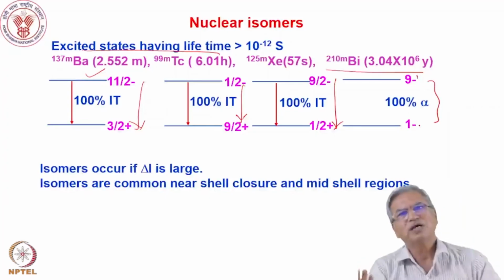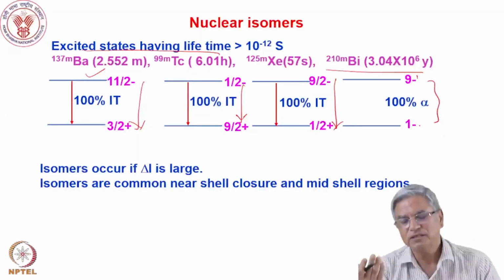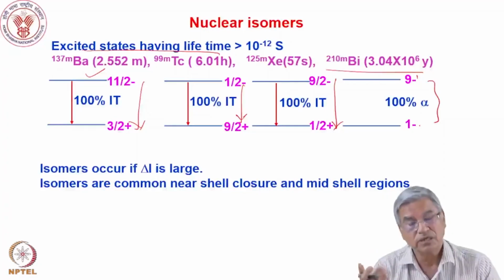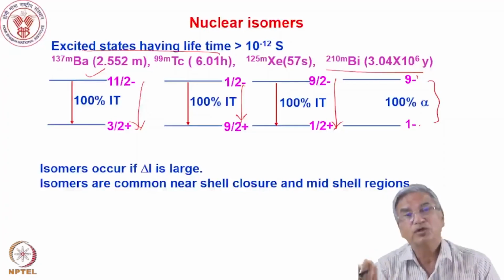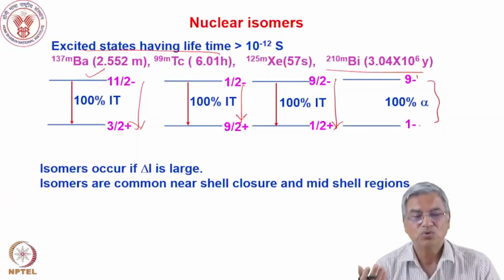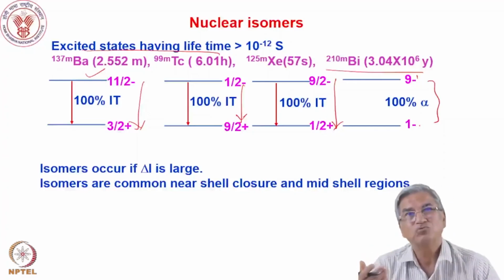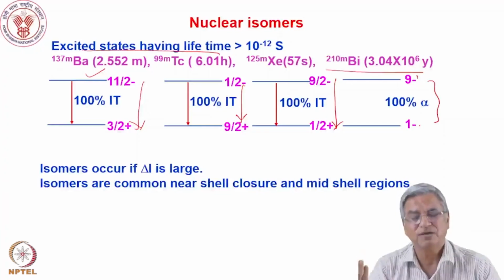Nuclear isomers are particularly common near mid-shell nuclei or near closed shells, and essentially their existence is due to the large spin difference between the excited states and the ground state. We will discuss this more when we cover how to detect these nuclear isomers. One can develop methods for determining their lifetimes. There are methods to determine lifetimes.